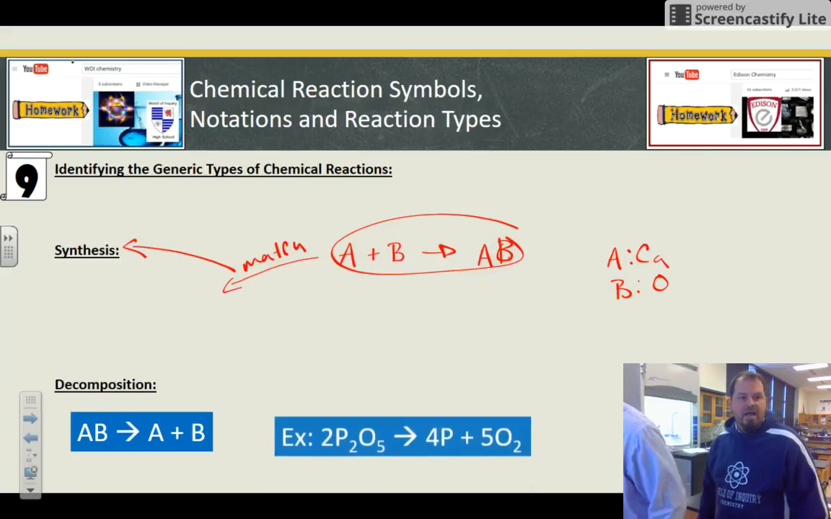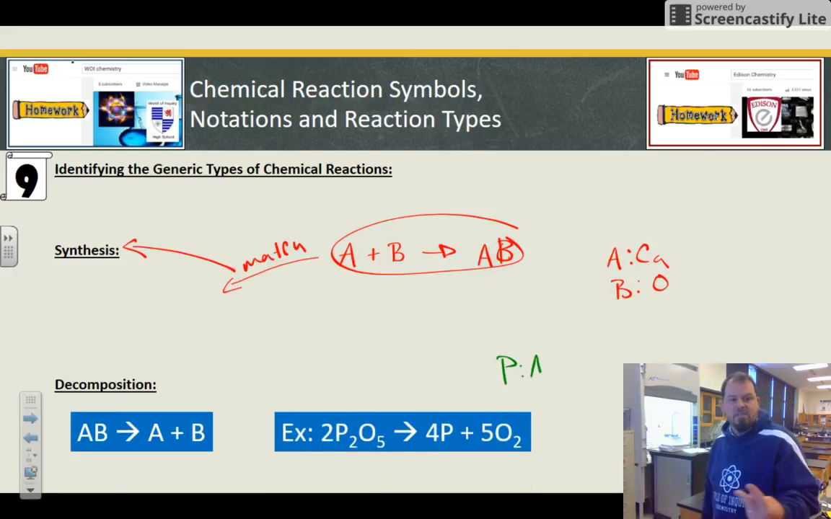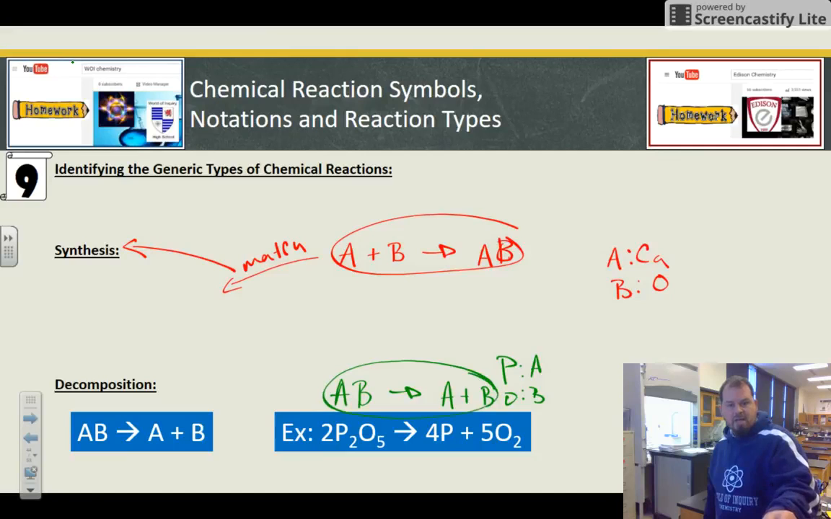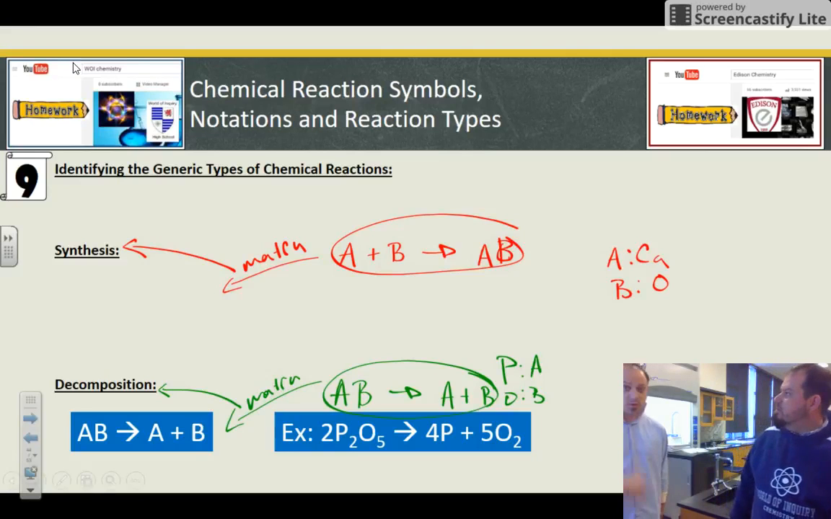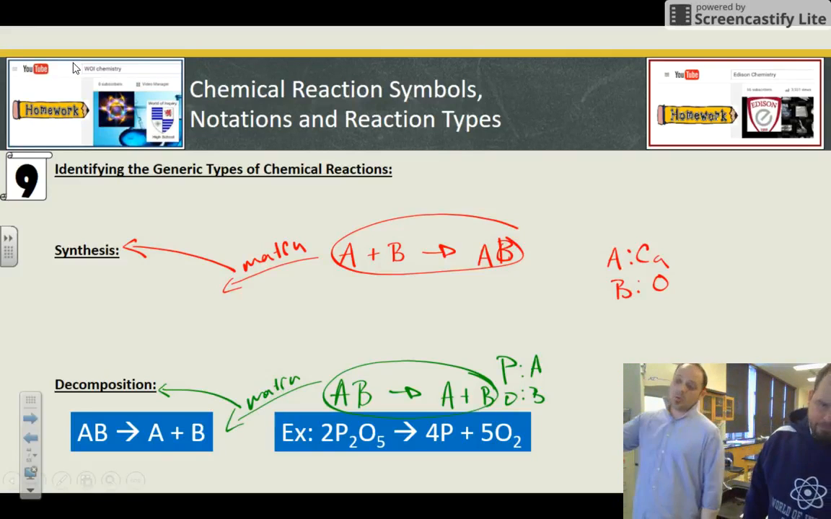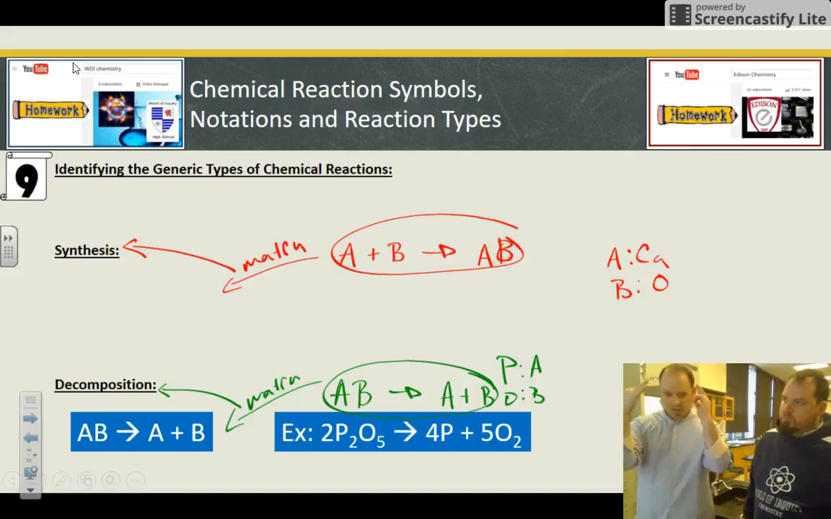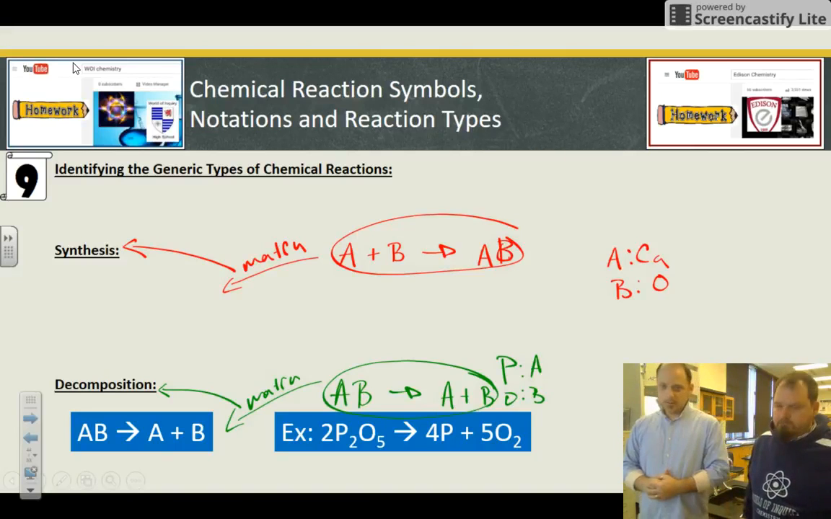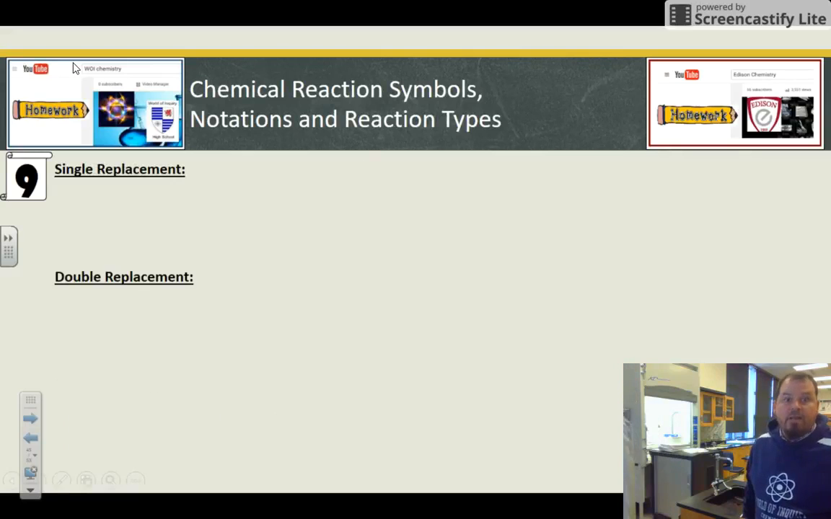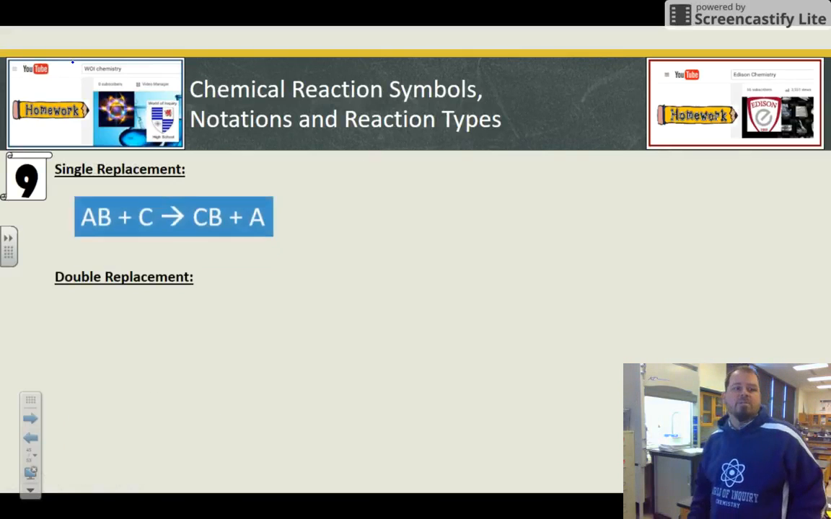Decomposition's the opposite. I got one thing that reacts to form two. So in this case, I still see a P and I see an O. So I go ahead and do A and B, and I see that AB, they're together. So I just write them together. Then on the other side, I have the symbols. So I do the A plus the B, and then this matches that equation. So that's what we're doing when we code reactions. That's how we recognize them so quickly, is we're just doing it in our head. We're like, oh, well, there it is. Yep. You'll get there too eventually.